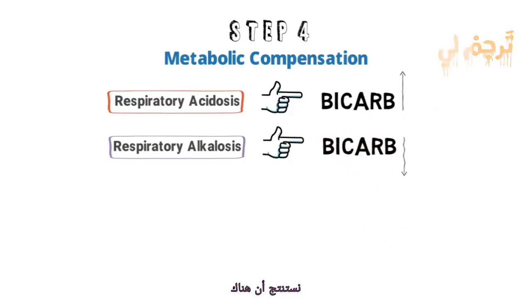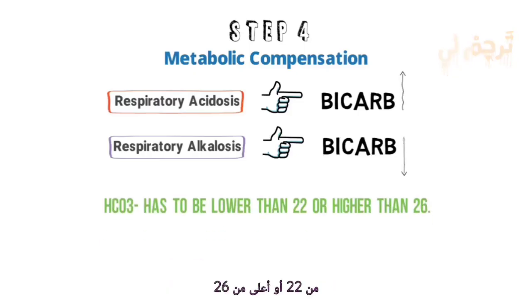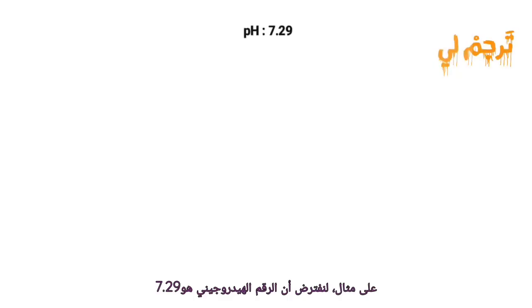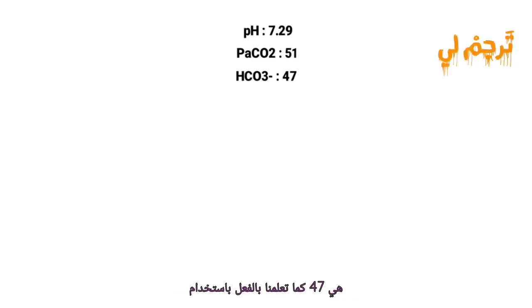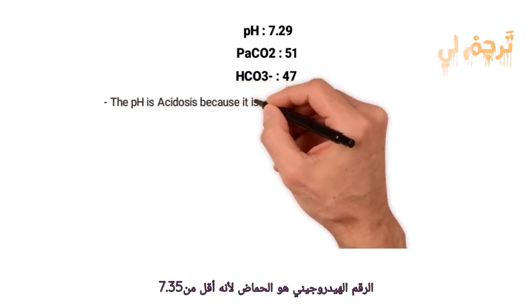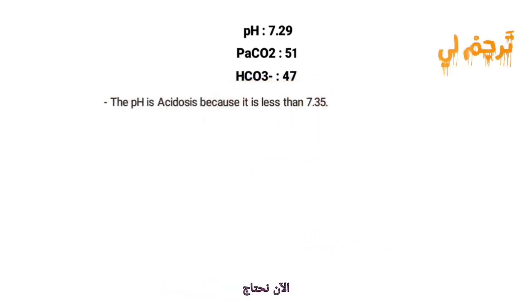For us to conclude that there is compensation, the increase or decrease of bicarb has to go outside the normal range. In other words, it has to be lower than 22 or higher than 26. If the bicarb is still within the normal limits, you can conclude that there is no compensation going on. Let's take a look at an example. Let's say that the pH is 7.29, the PaCO2 is 51, and the bicarb is 47. As we have already learned using the previous steps, we can conclude that the pH is acidosis because it is less than 7.35.